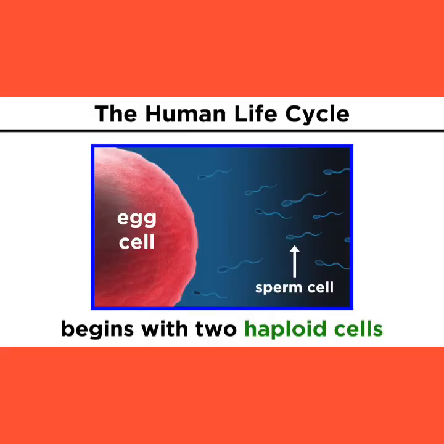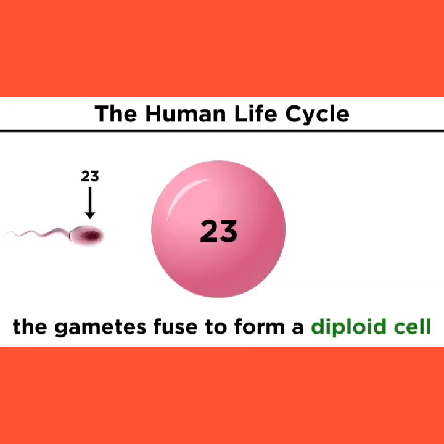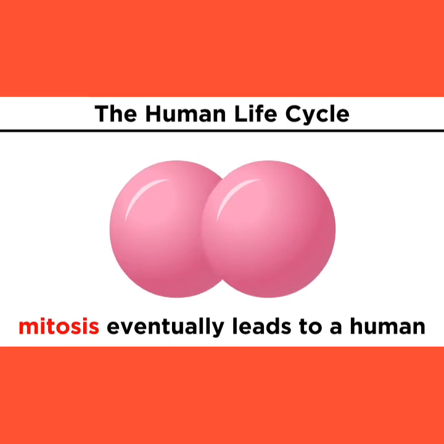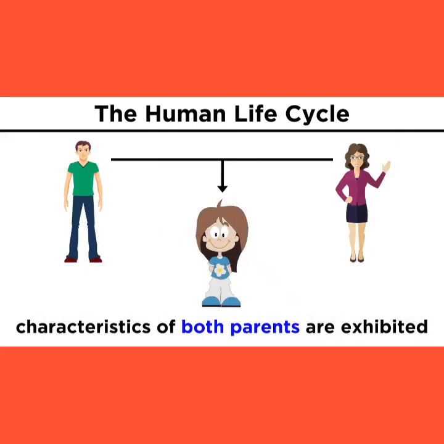So the human life cycle begins with haploid cells, in this case a sperm and an egg. These specialized cells are products of meiosis and contain just one set of 23 chromosomes each. When these fuse during fertilization, the product is a single diploid cell with both sets of chromosomes, one from each of the parents. From here, it is mitosis that leads to the development of a human being, which will then exhibit characteristics from both parents.